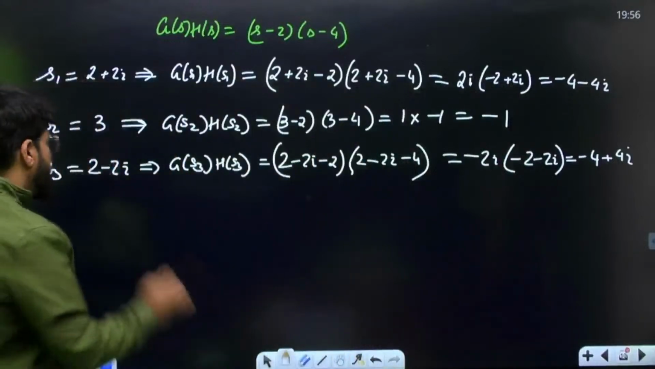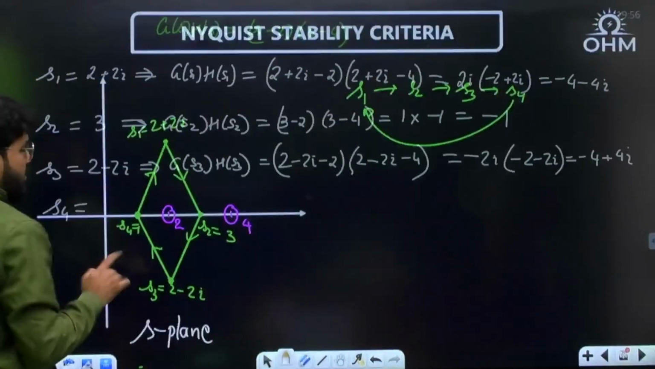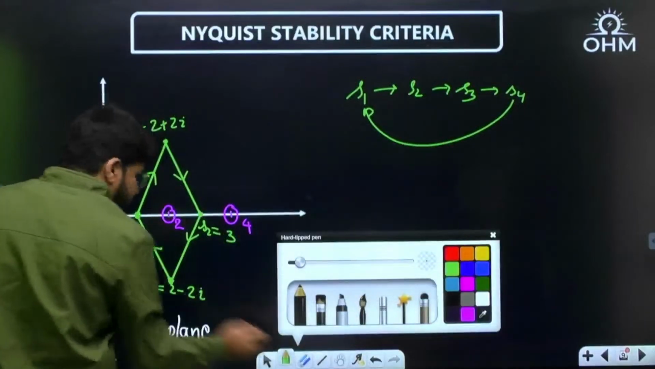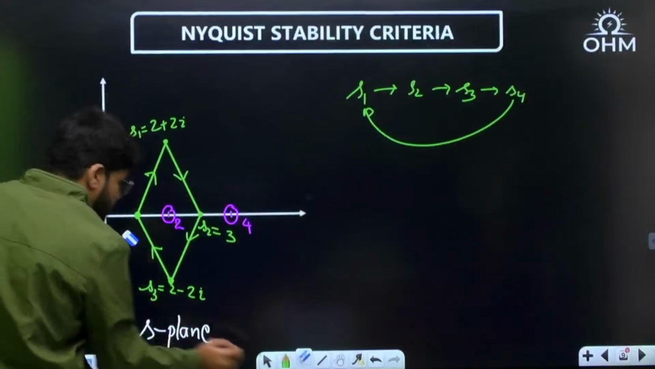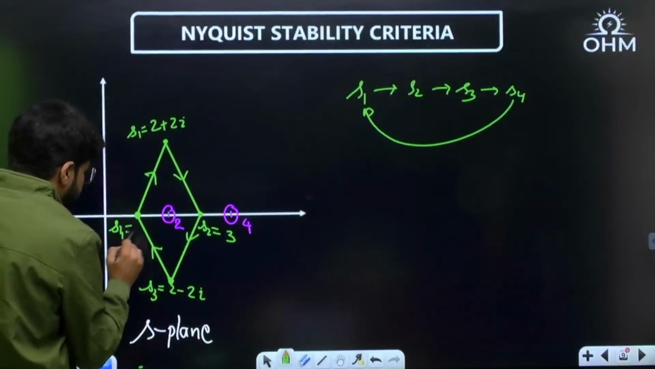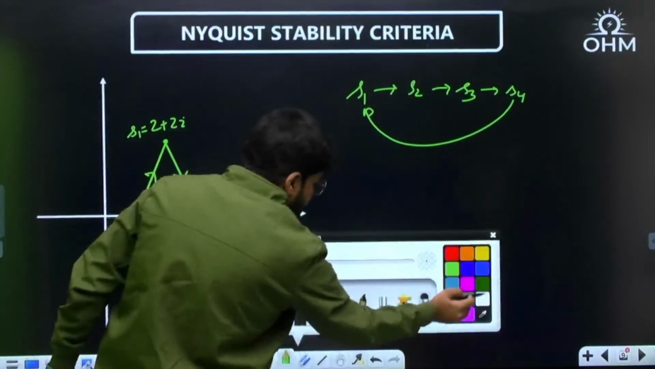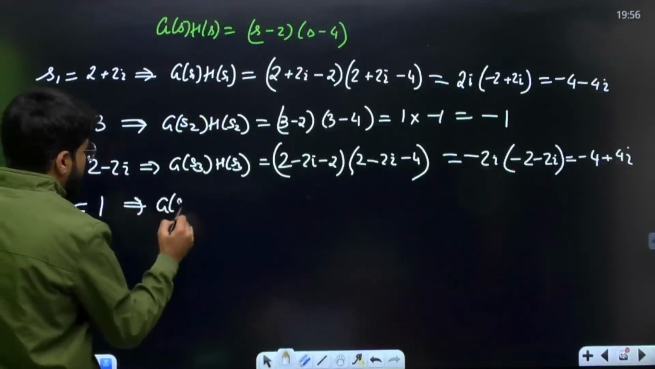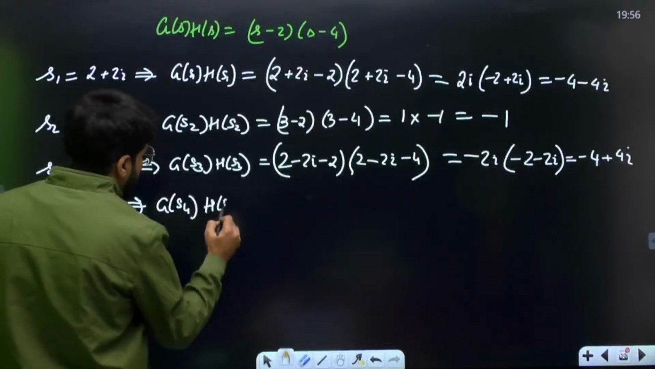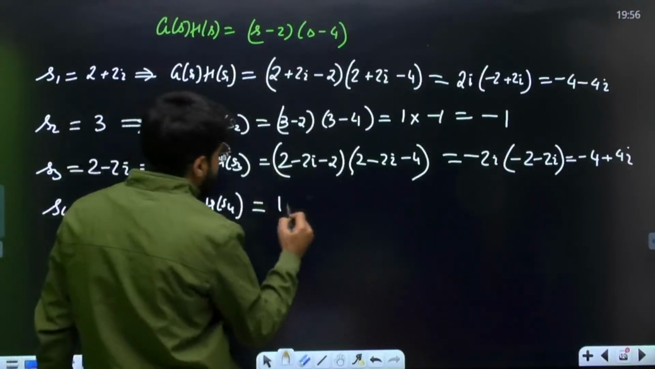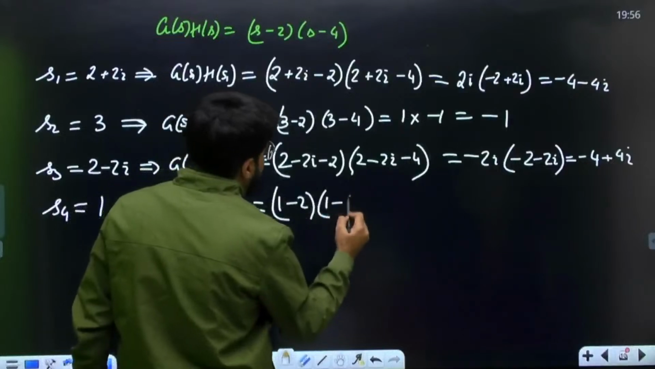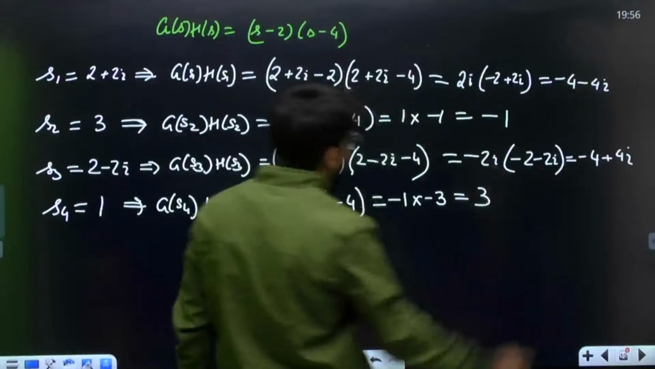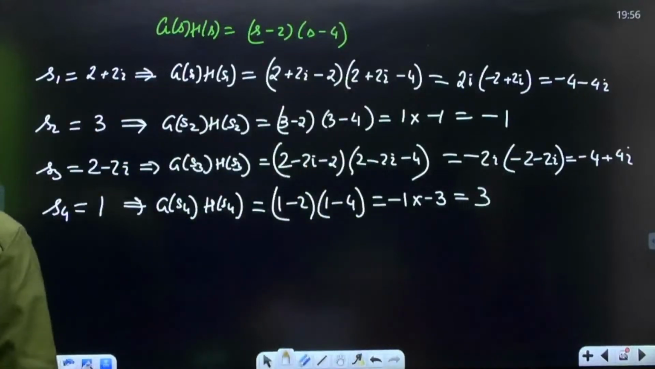Last value of S, that is S4, which is taken as 1. This value S4 is equal to 1. So corresponding to this value, what is the value of the function G(S4)H(S4)? That is 1 minus 2 into 1 minus 4. This is minus 1 into minus 3, and this is equal to 3.